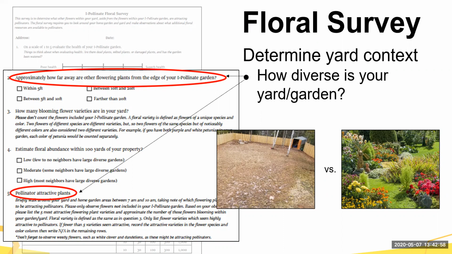Those flowers might be acting as a beacon and attracting lots of different pollinators from all over, because there really isn't anything else for the pollinators to visit. However, if you would establish your research garden in the example on the right, it might get lost in all of the different flowers that are available in that very diverse, very abundant garden. So that's why we're curious about the context of your personal yard.